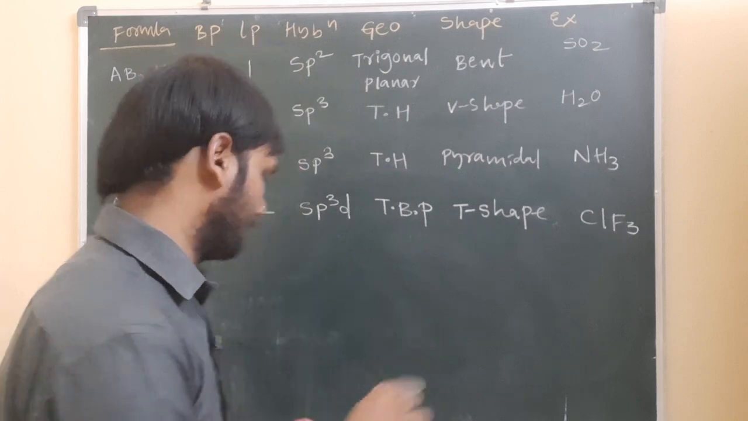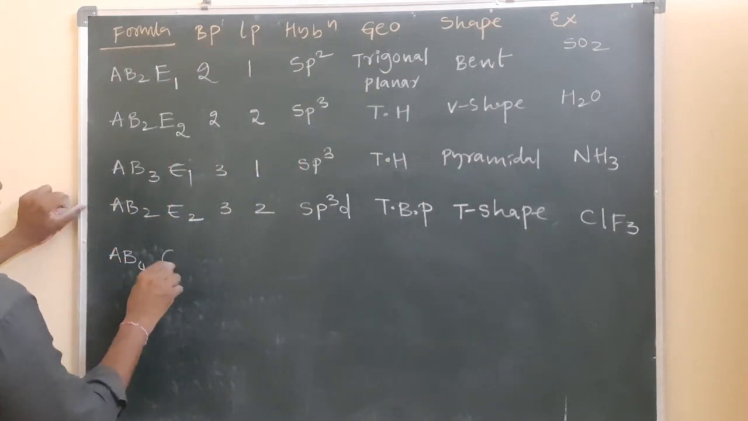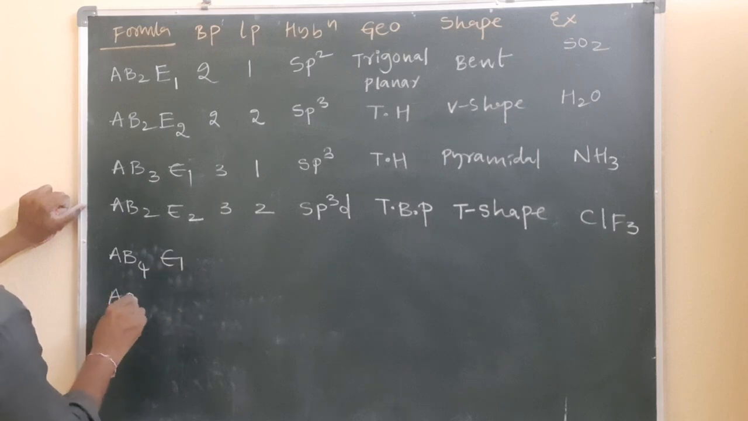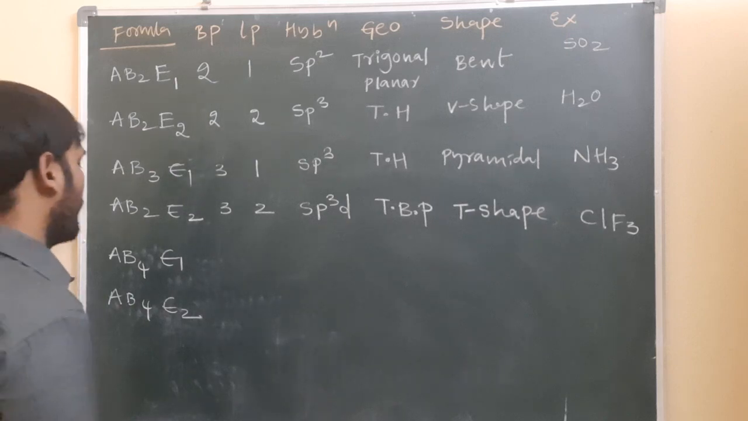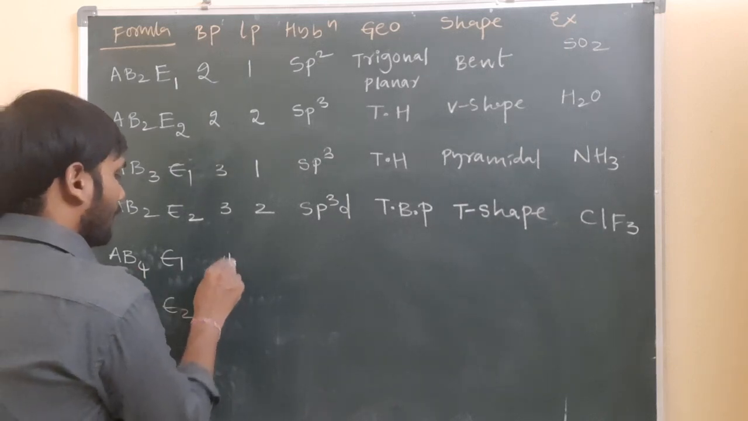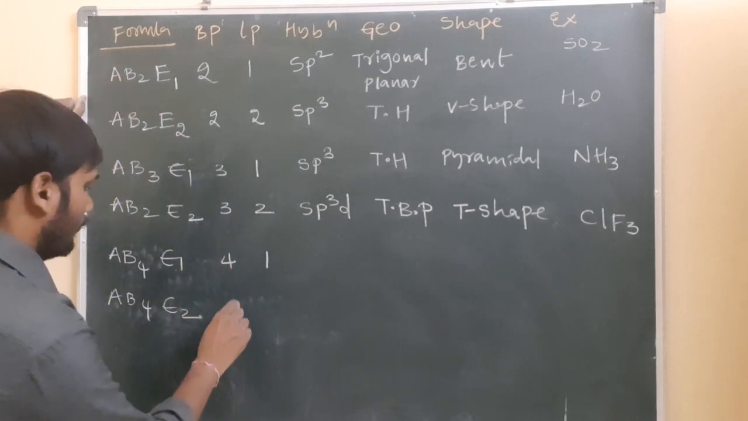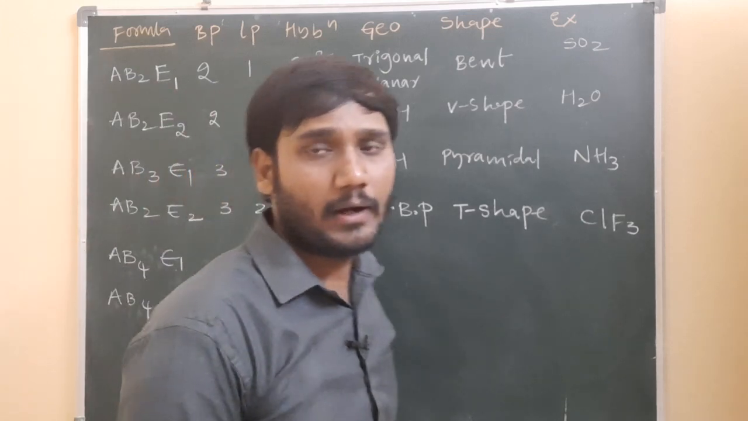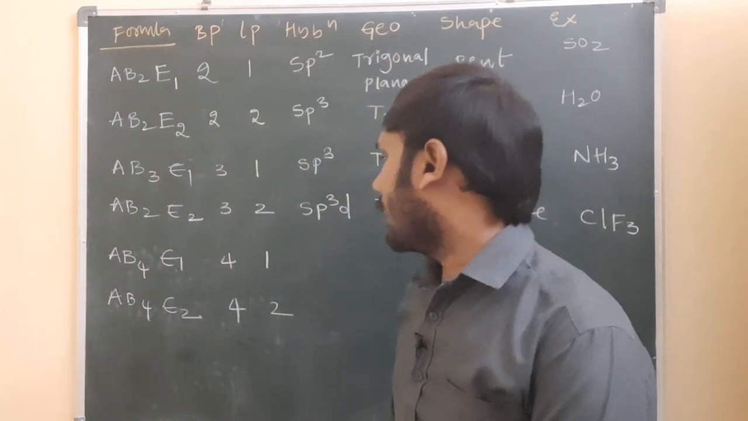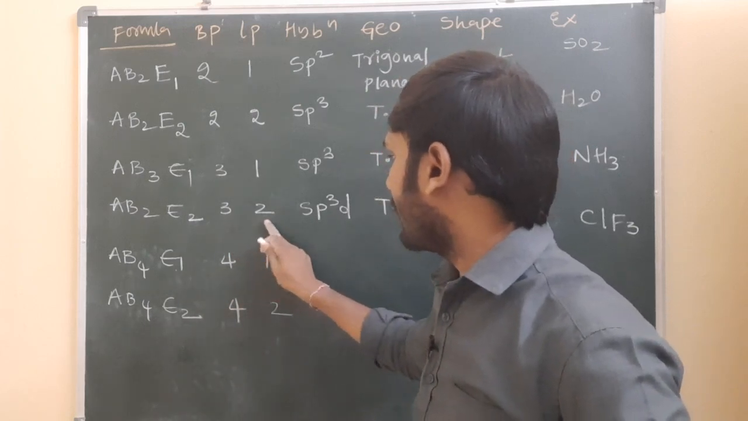Next, AB4E1 and AB4E2. Let us see that. Bond pairs, how many? 4. Lone pairs, how many? 1. In AB4E2, AB4 means 4 bond pairs, and E2 means 2 lone pairs. Clear? So 4 bond pairs and 1 lone pair give a total number of electron pairs of 5. Here also the total number of electron pairs is 5.